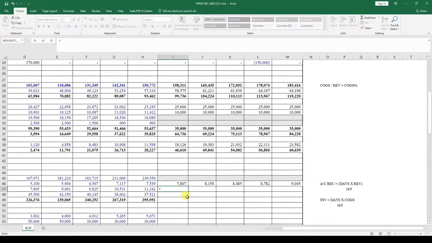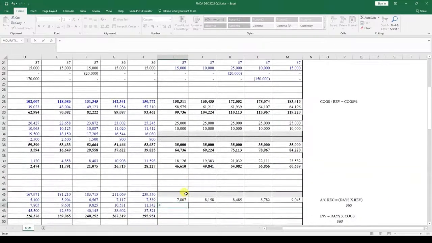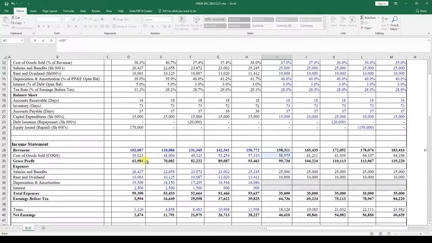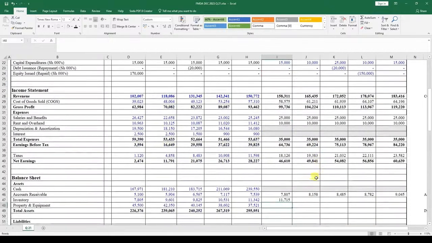We pick the cost of goods sold there, just to double check, cost of goods sold times the days. Which days? The inventory days right here, 73, divide by 365. Once we divide that by 365, then we should be able to get the 11,715. We drag it.